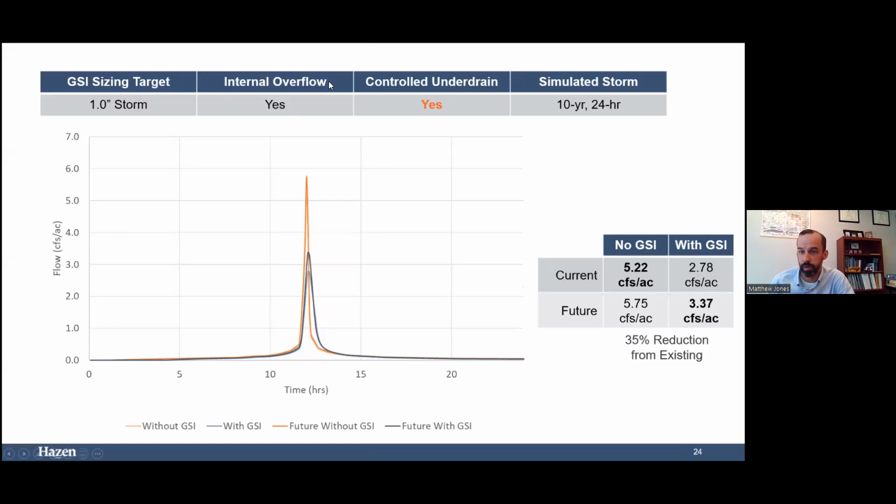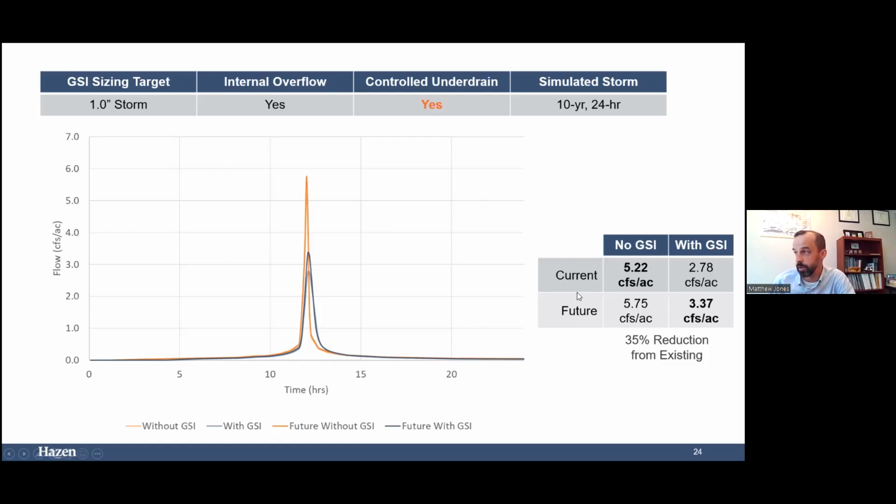So here we're layering those design modifications on. So we are including the internal overflow, which is an important element, but we're also tying in the controlled underdrain. And here you can really start to see noticeable reductions, and what is happening is we're fully utilizing the storage capacity that we have available, but we're also releasing water before the peak of that storm arrives. So when that peak does arrive, we still have capacity in our bioretention and are able to regulate that flow.